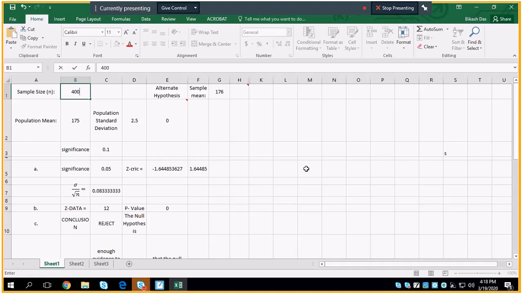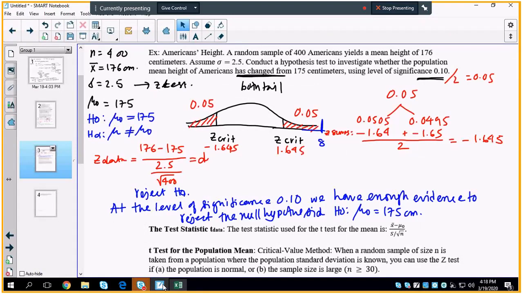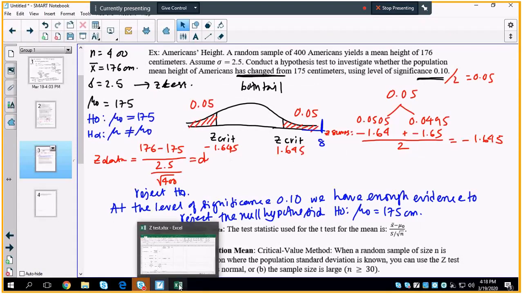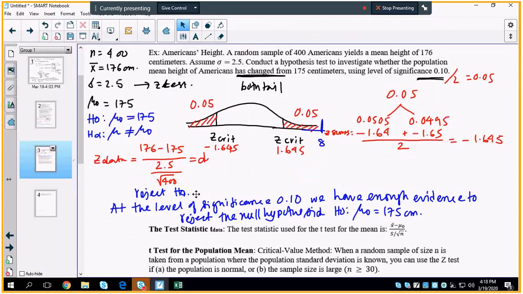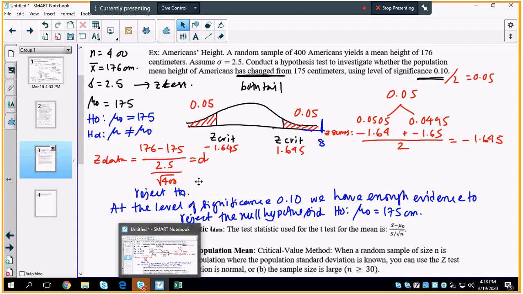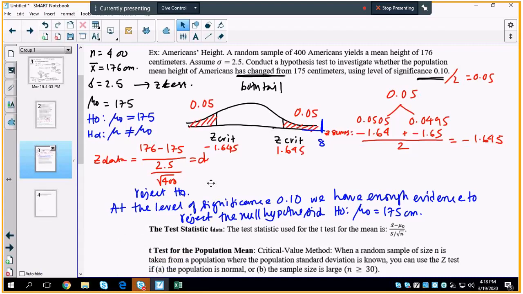So doing a both-tail test, the critical values are -1.64 and 1.64, which was pretty close in our work. We found that the z data is 8. We found the z data is 8 as well. And then finally, it looks like I said D. I will fix it. I will make it 8.